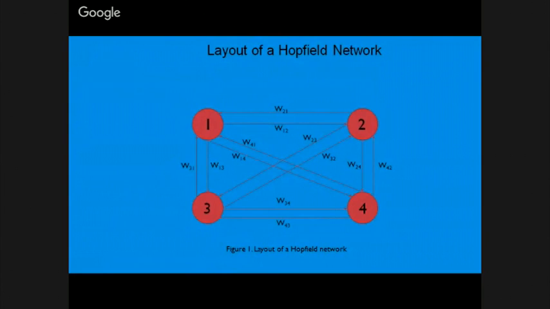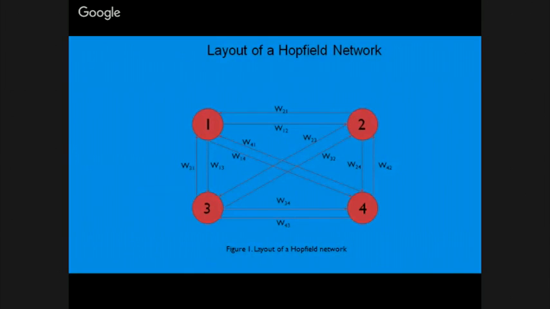So in a Hopfield network, we have a single layer of neurons. The output of each neuron is connected to every other neuron in the network. You can see in this diagram, there are 4 neurons. The first neuron is connected to the second, third and fourth neurons. The weight between first and second neuron is W12, between first and third is W13, and between first and fourth is W14.